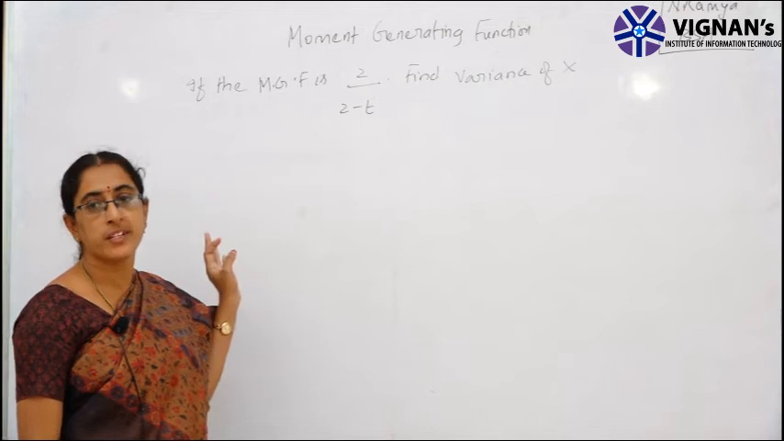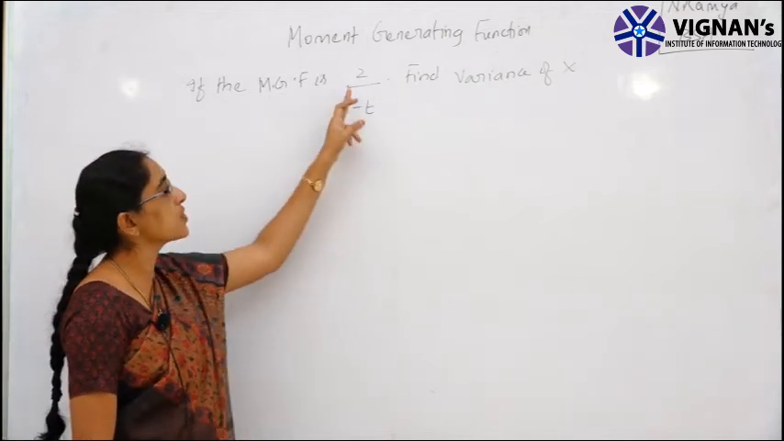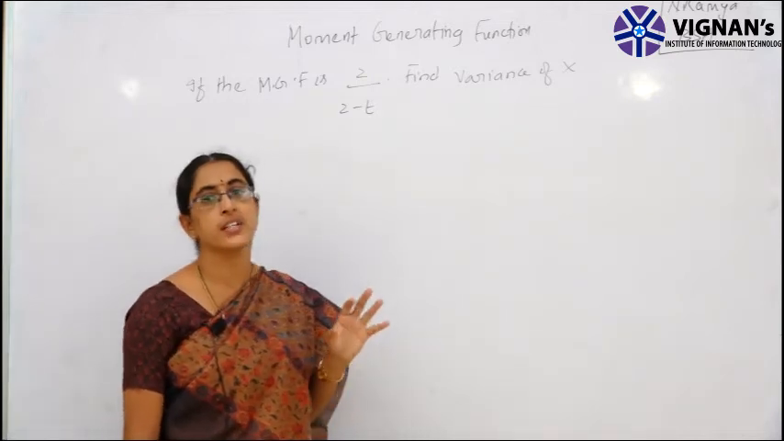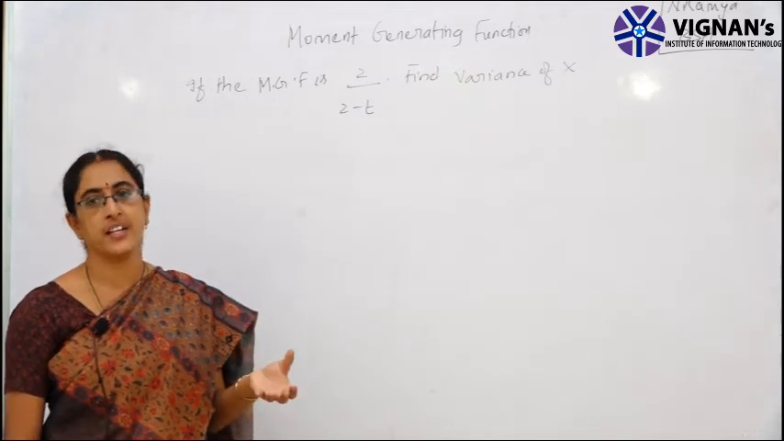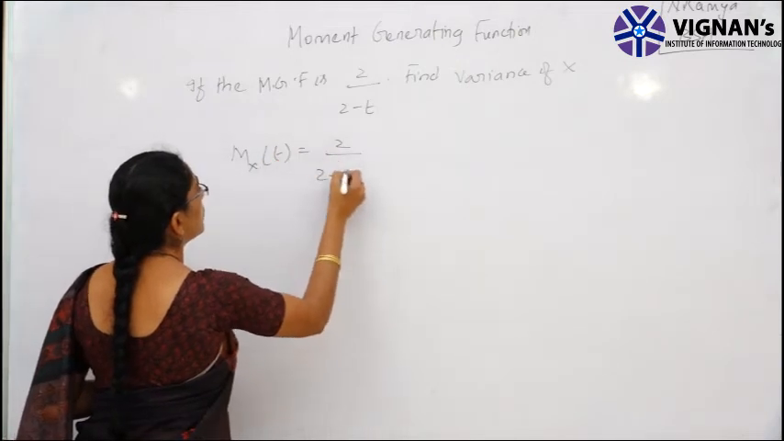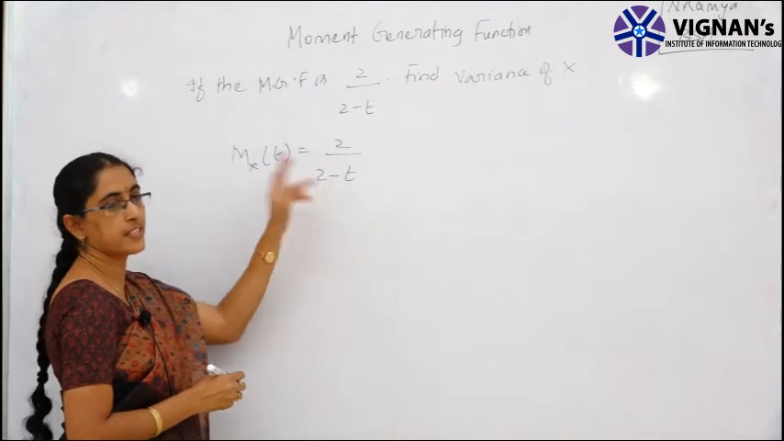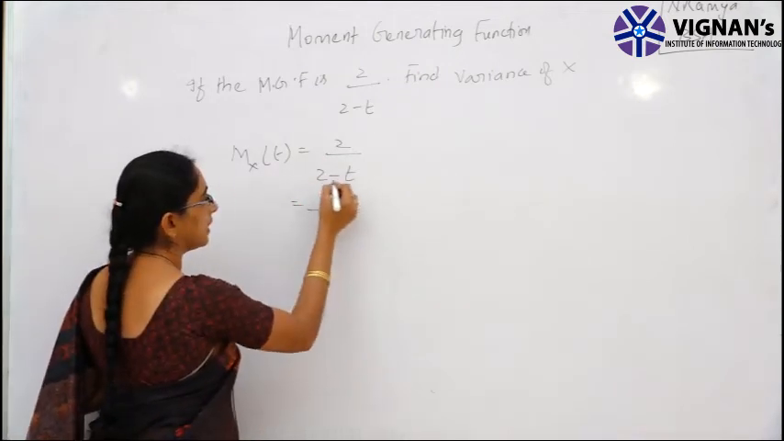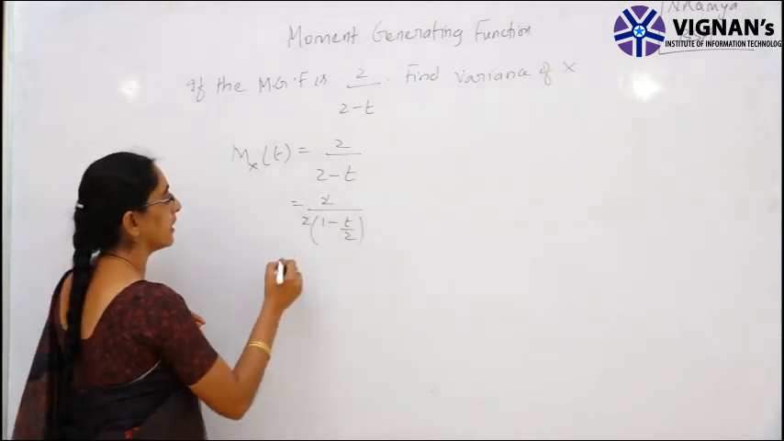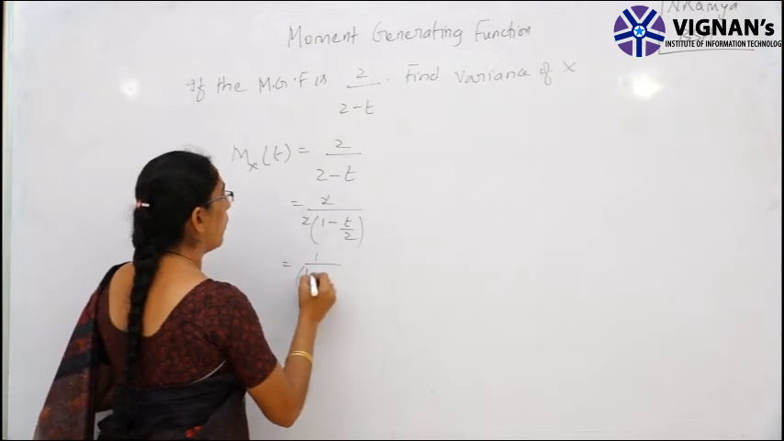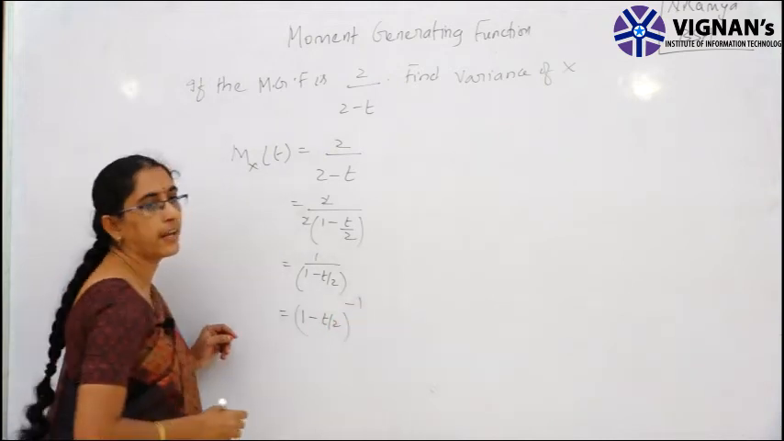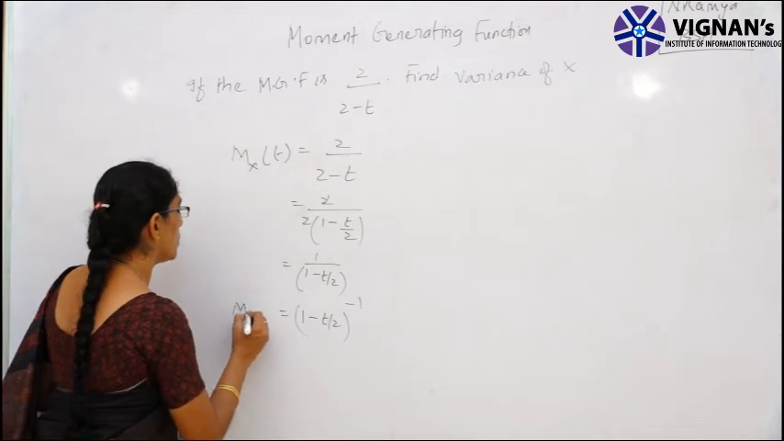The next problem is on the moment generating function. If the moment generating function is 2 by 2 minus t, then find the variance of x. So this we have to obtain using the density function, means we have to differentiate that, right. So the moment generating function is given as 2 by 2 minus t. Let us first simplify this part. In the denominator, if you take 2 common, it is 1 minus t by 2, right. Now this 2 and this 2 will get cancelled. So this is 1 by 1 minus t by 2, which can be written as 1 minus t by 2 whole power minus 1, right. So this is the moment generating function.